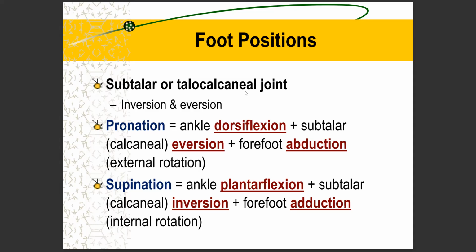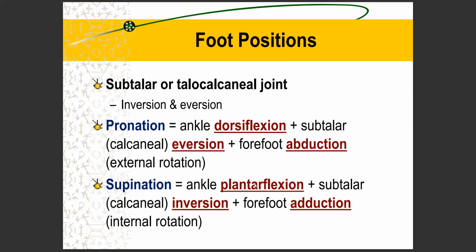So we can say that pronation and supination is actually the combination of three movements. When there is dorsiflexion at the ankle joint, when there is calcaneus eversion at the subtalar joint, and when there is abduction of the forefoot, which is actually the external rotation of the foot, the combination of these three movements will be called pronation. So the major component is the eversion during pronation, while in supination, that is the inversion.